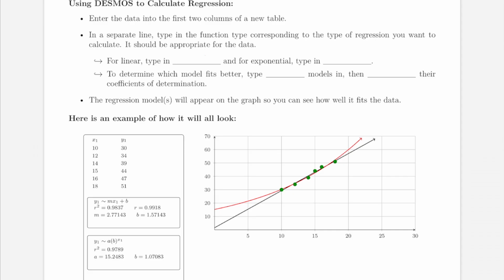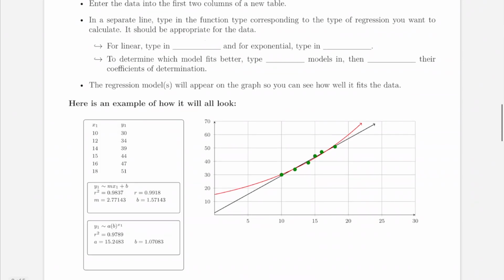The calculation for linear regression is really crazy, and I don't want to do it by hand. We can, it's just not fun. So we're going to get a little bit of practice with Desmos. First, we're going to enter the data into a new table.